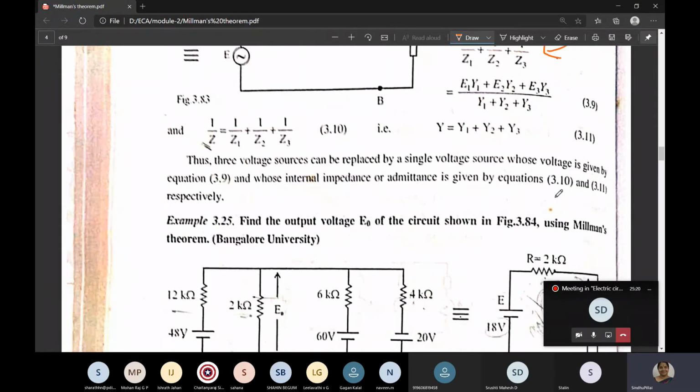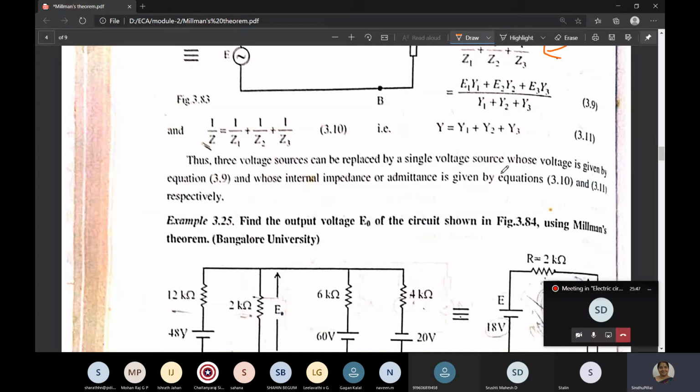So the three voltage sources can be replaced by a single voltage source whose voltage is given by equation 3.9. This is the formula for the voltage, E1 Y1 plus E2 Y2 plus E3 Y3, and whose internal impedance or admittance is given by the equation 1 by Z here, or Y is equal to the sum. These are the three equations that will be used to solve the problems. So this is what Millman's theorem tells.